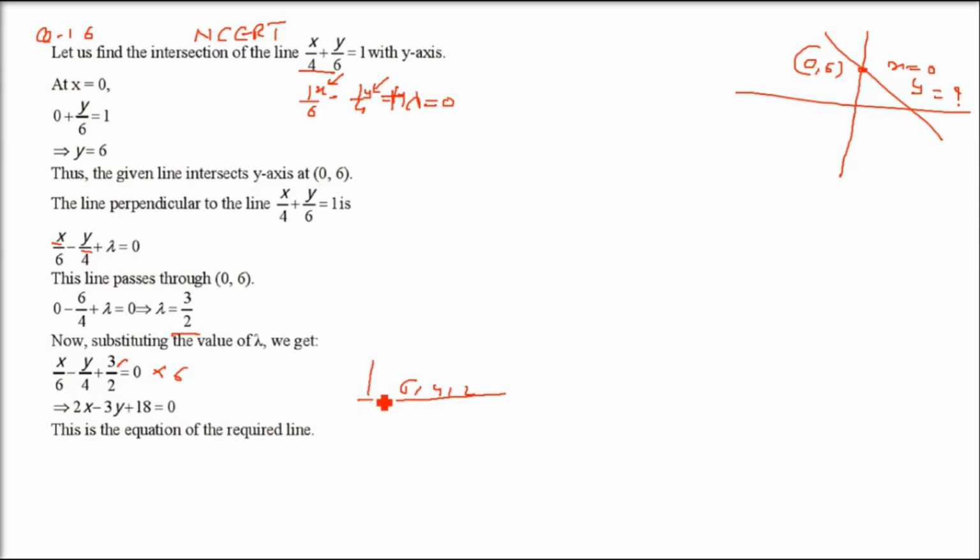computational part. Just take the LCM of the denominators and multiply each term by it. So 6, 4 and 2: the LCM is 12. So multiply all the terms by 12. You get 2x minus 3y plus 18 equals 0, since 12 times 3 by 2 is 18. So 2x minus 3y plus 18 equals 0.